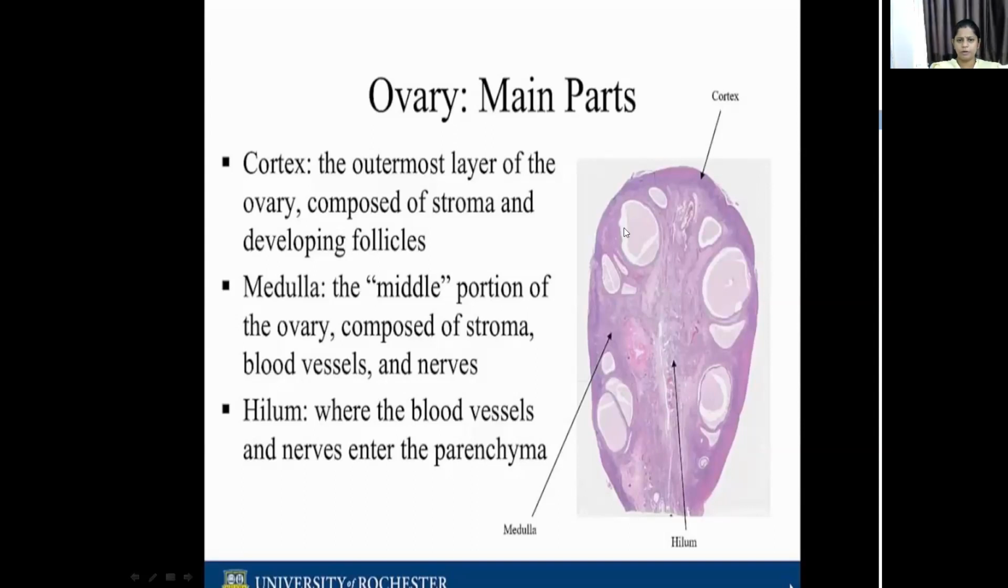The cortex is very important because it is the outermost layer of the ovary and it is composed of stroma and the developing follicles. This is the medulla. The medulla is the intervening middle portion between the hilum and the cortex. It is composed of stroma, blood vessels, and nerves. The hilum is the place where the blood vessels and nerves enter the parenchyma of the ovary. So the cortex contains the stroma and the follicles, the medulla consists of blood vessels and nerves, and the hilum is where they enter the ovary.